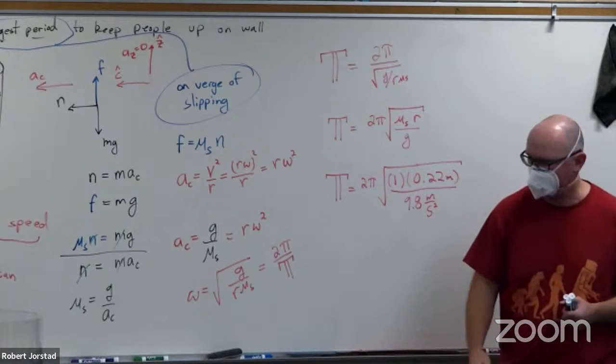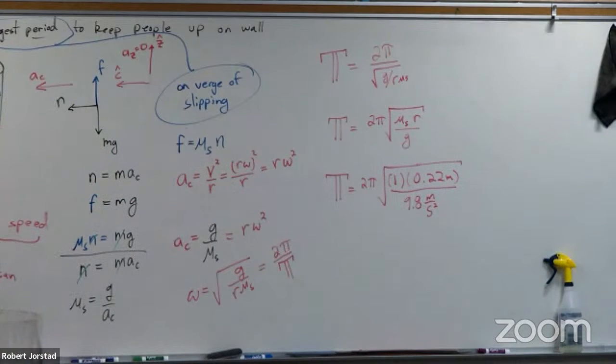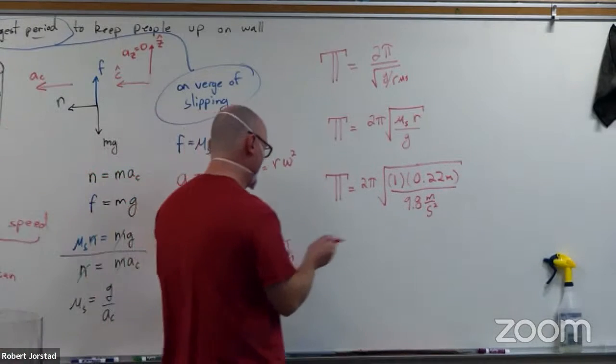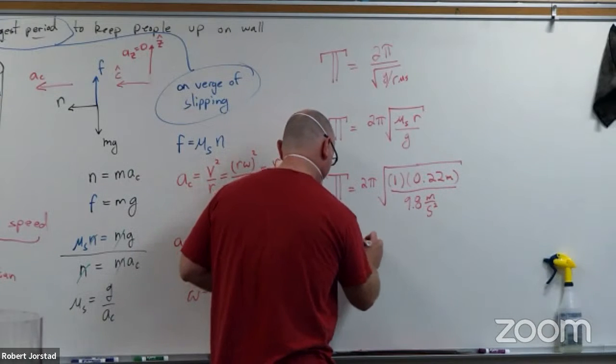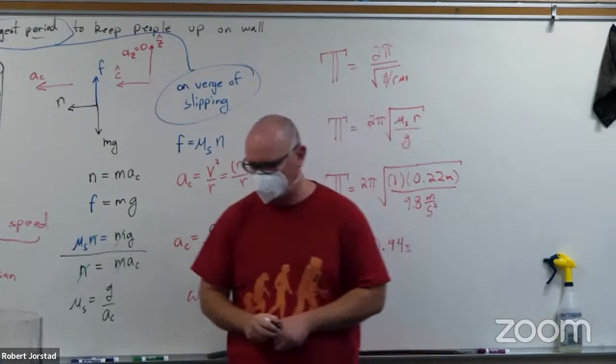I don't know what I did with my calculator. So 2 times pi times square root of 0.22 divided by 9.8. I got 0.94 seconds. Is that what you got? Yes. Thank you. Right?